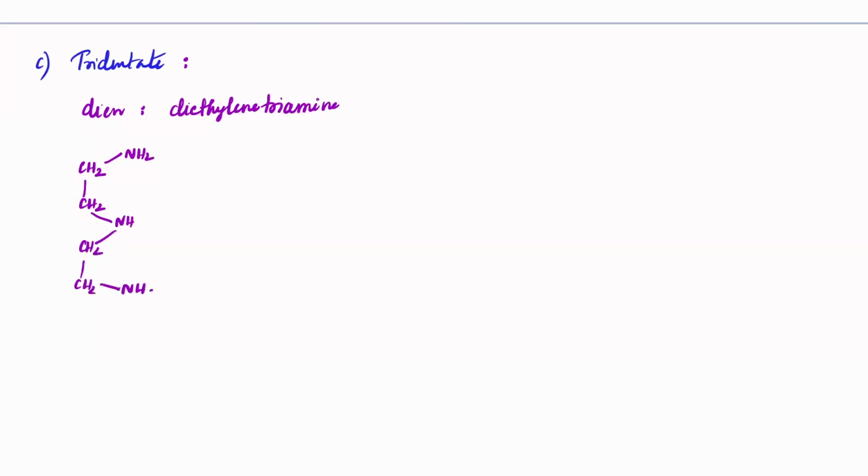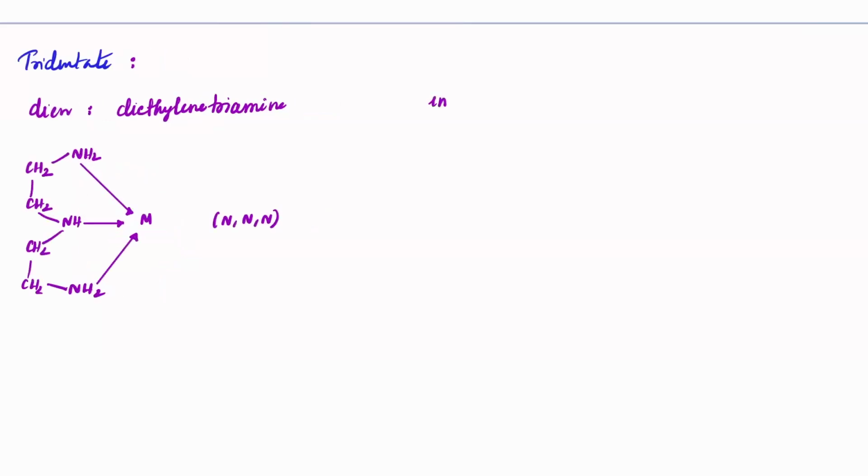So when we have a metal, one connection comes from this nitrogen end, one will come from this nitrogen end, and the other one will come from this nitrogen end. Okay, that's how the connections will be. So connections are N comma N comma N. Okay, the other one is IMDA. IMDA, that is imino diacetato.